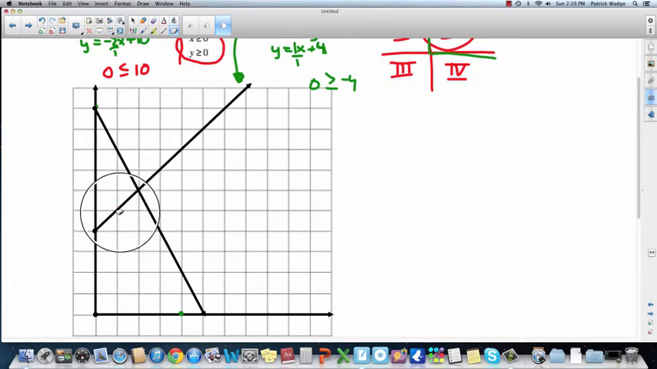So this is actually the only region I'm interested in, this region down here. So you can do the best shading job you want down here. This is the region that we're interested in.